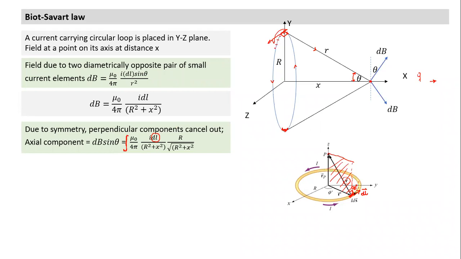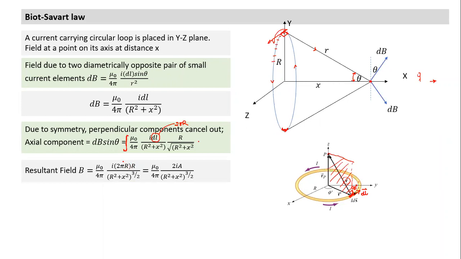When we add up the small dl, what does it come to? It gives nothing but the perimeter of the circle, so the sum of dl is equal to 2 pi r. This is the axial component of the field, or the component of the field along the axis of the circular loop. We add up all the axial components, and we get the resultant field. So in place of dl, we write 2 pi r, and we get this term.